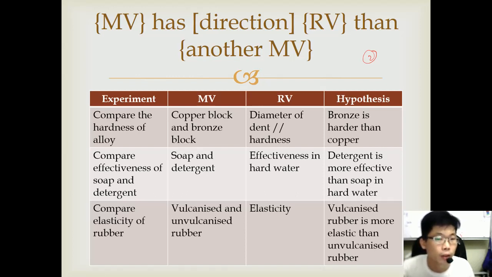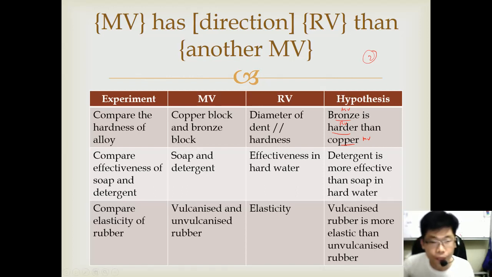Okay. So our hypothesis we can make like this. Bronze is harder than copper. So this is MV. Harder is the RV. Harder here is also considered as the direction. Okay. Copper is another MV. Okay. So based on this example, we can see clearly. We can also make the hypothesis like this.